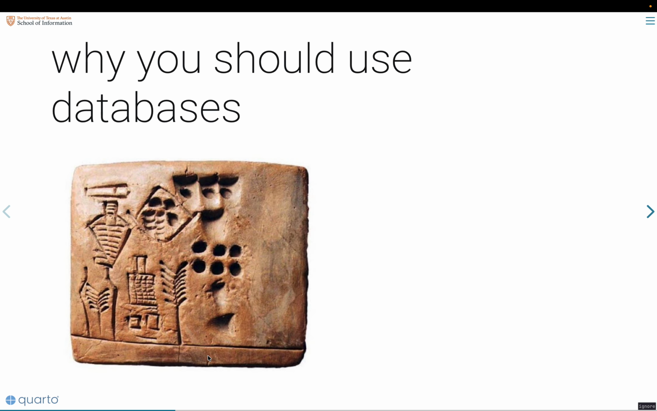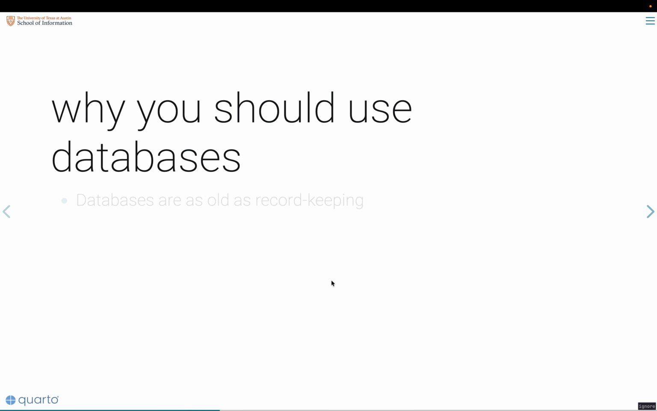And when I say they're old, I mean databases are really old. So here's a 5,500-year-old clay tablet, Sumerian tablet that records a transaction involving beer and hops. And this is the oldest transaction record artifact that we have today. There are many older human artifacts, but this is the first artifact that could be construed as the row of a database. And as I say, they're as old as record keeping.